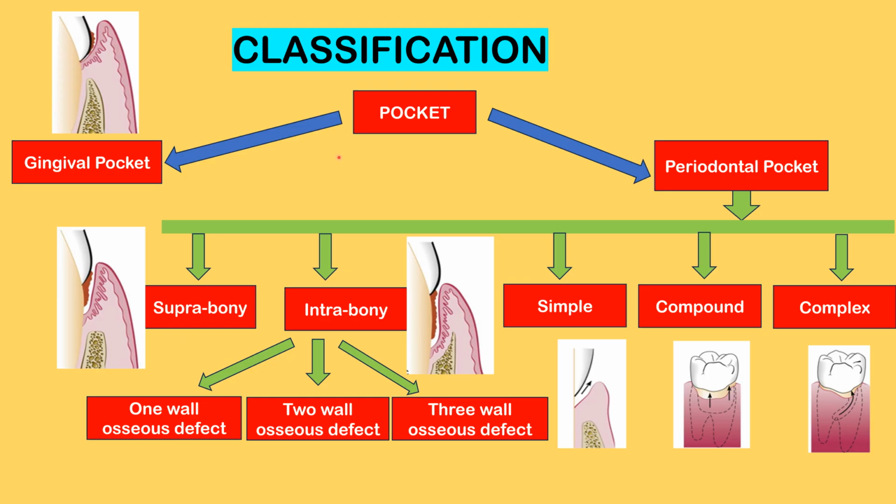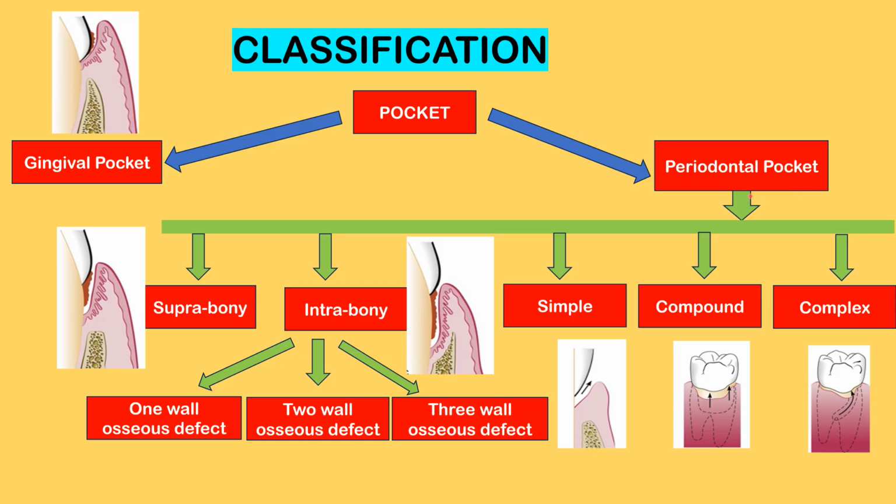Coming to the classification of pocket, pocket can be broadly classified into gingival pocket and periodontal pocket. Gingival pocket occurs due to the gingival enlargement without any loss of tooth attachment. In this, the pocket is formed due to overgrowth of the gingiva rather than actual destruction of the underlying bone. Whereas periodontal pocket, which is a true pocket, has destruction of the periodontal ligament and alveolar bone, which leads to deepening of the gingival sulcus.